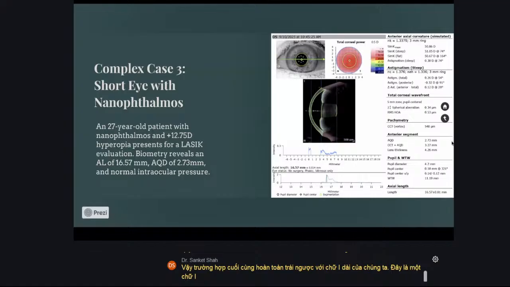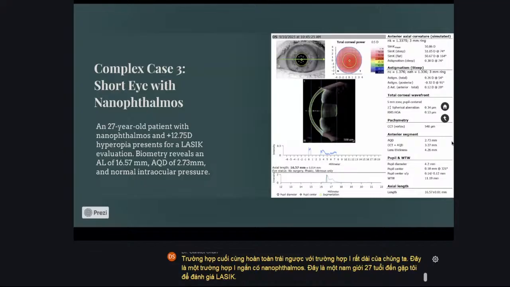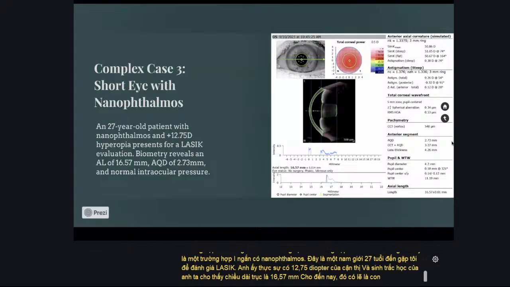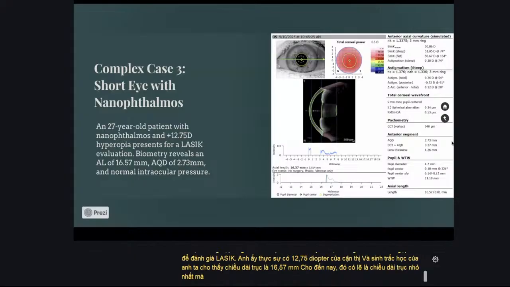This was a 27-year-old male who came to me for a LASIK evaluation. He actually had 12.75 diopters of hyperopia, and his biometry revealed an axial length of 16.57 millimeters. To date, that's perhaps the smallest axial length that I have seen in any surgery videos or heard from other colleagues. His aqueous depth was 2.73.